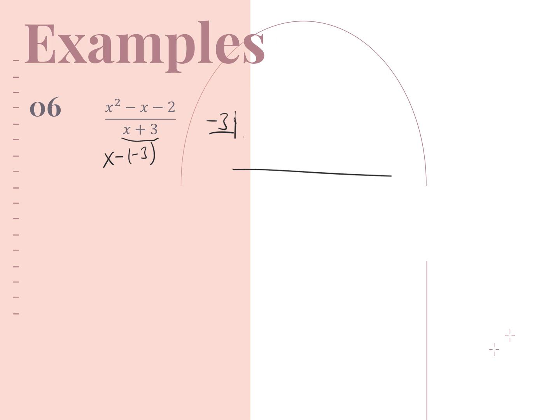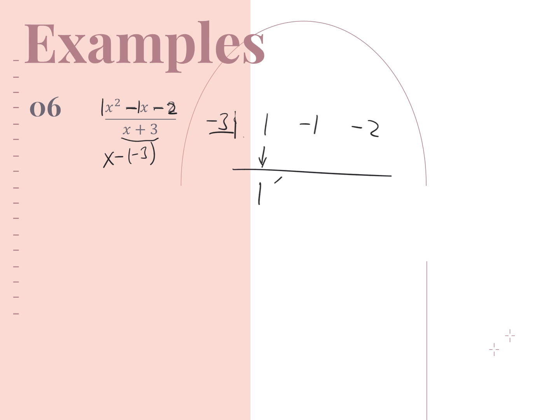The dividend is going to be a 1, right? It's a 1x squared minus a 1, negative 1, minus a 2, so it's going to be minus 2. Exact same as the last one. So then I'm going to go ahead and bring down that 1. Again, that first number you bring down, it remains untouched.